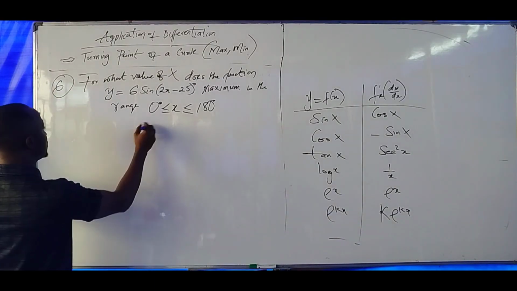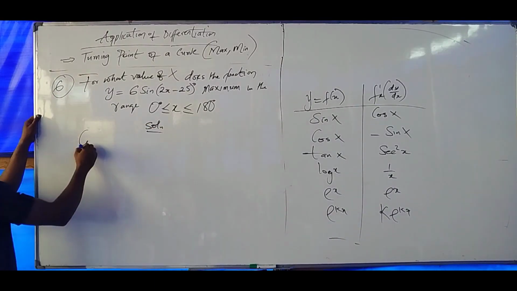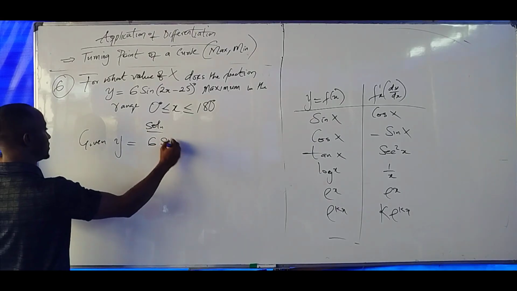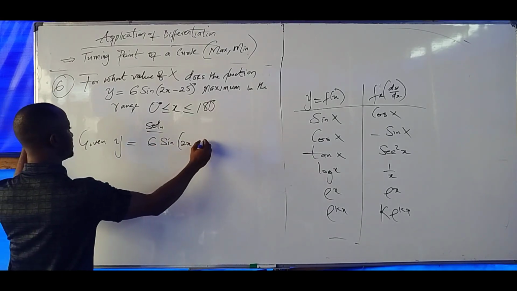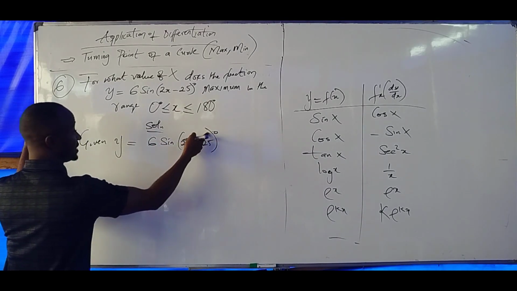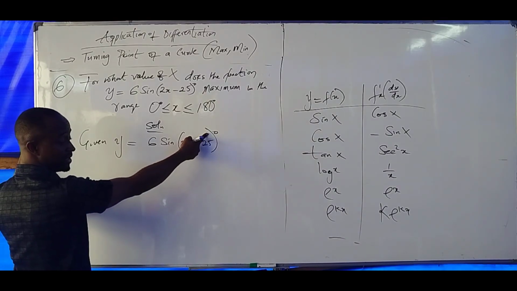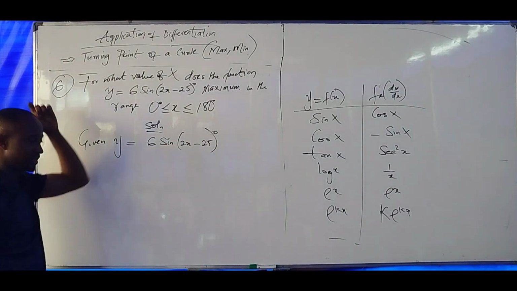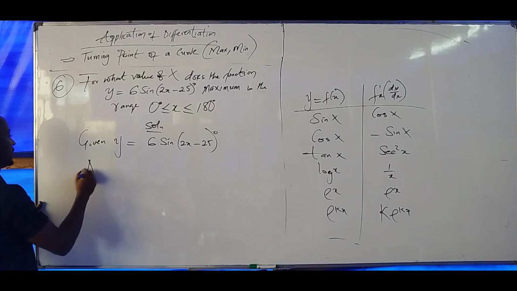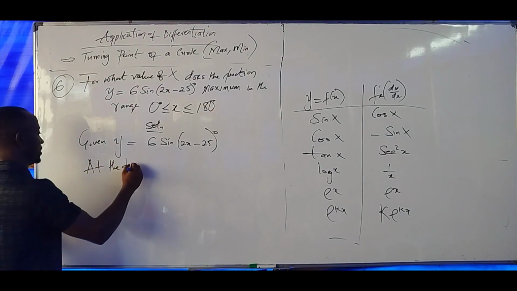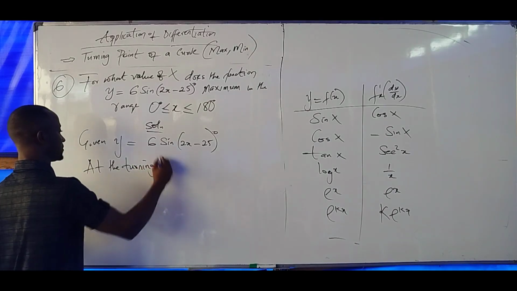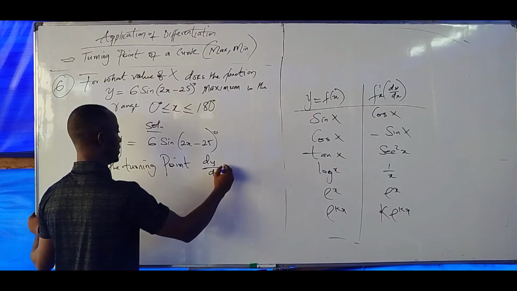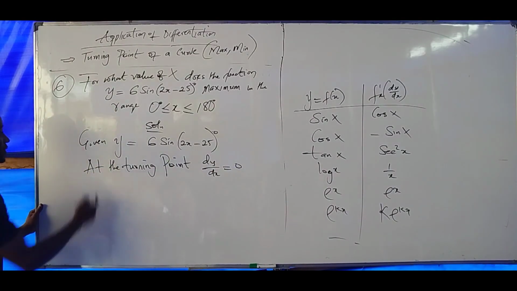Now the solution to this: we are given y equals 6 sin(2x minus 25), all in degrees. This is called degree, not 0. Do you get the concept? So we don't say the power is 0, it's called degree. Are you there? Okay, so at the turning point, dy/dx is equal to 0. Are you there? So let's differentiate this now.